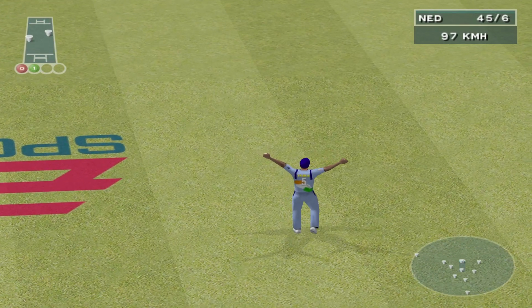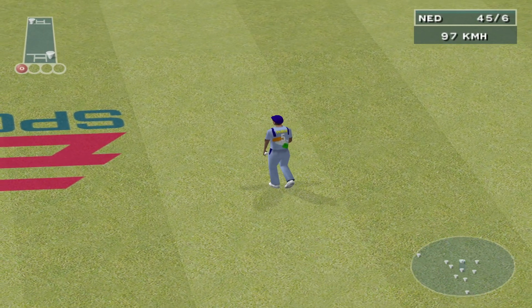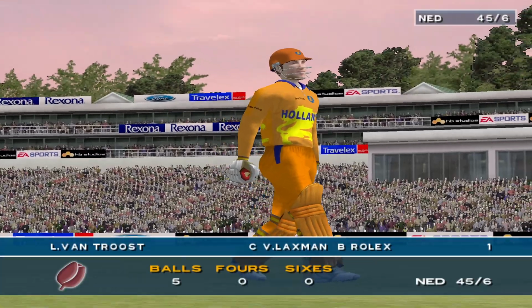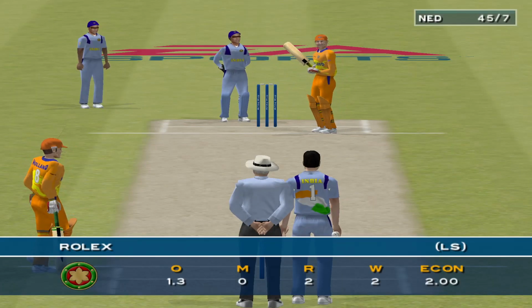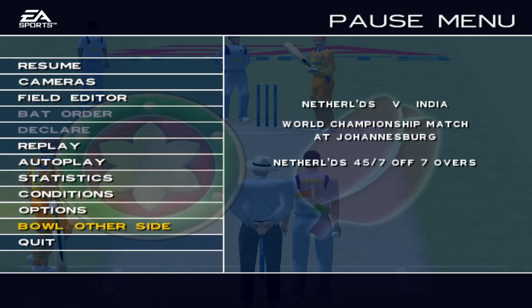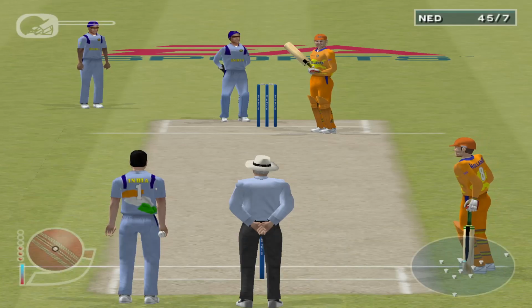Comfortably held by Laxman. Well done, the fieldsman. He really backed up the bowler's effort. Avarice gets his second wicket. Let's take a look at that in slow motion. Netherlands are 7 down now for 45.